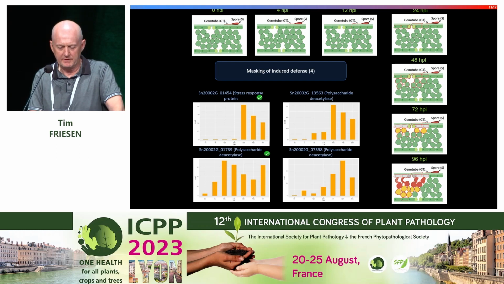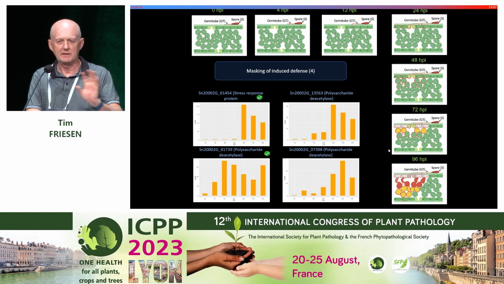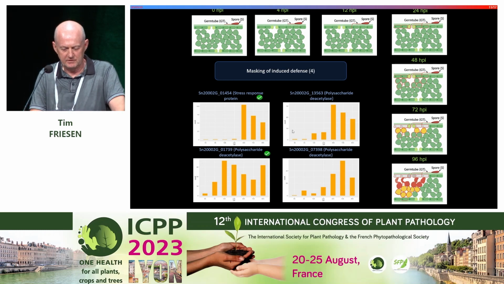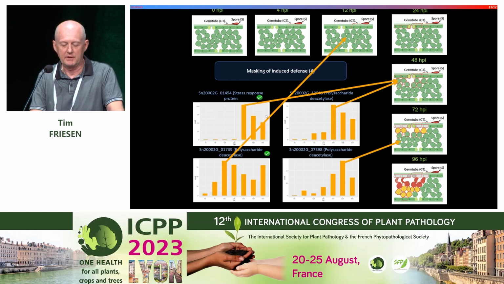We have induced defenses, so these are polysaccharide deacetylases. You have 3 of these. Those are likely involved in reducing the chitin to chitosan to make it less visible by the host. Those are also happening throughout the early stages, and then this particular one is late.